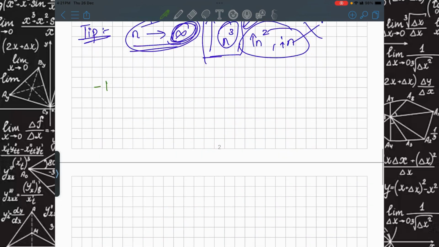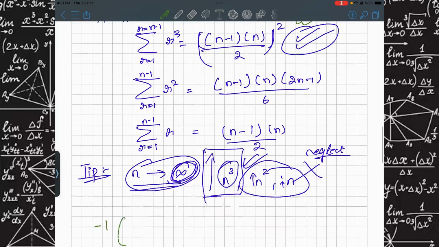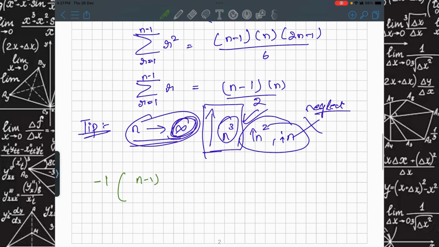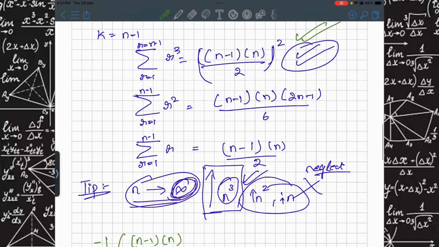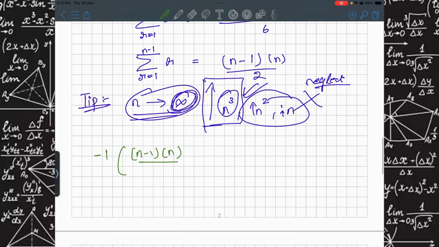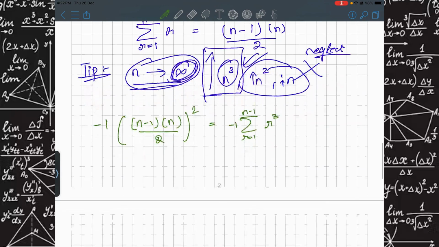So -1 of n minus 1 into n divided by 2 to the whole square. Okay, this is nothing but what? This is the summation of -1, r equals 1 to n minus 1, r cube. Okay, we are going to write like this.